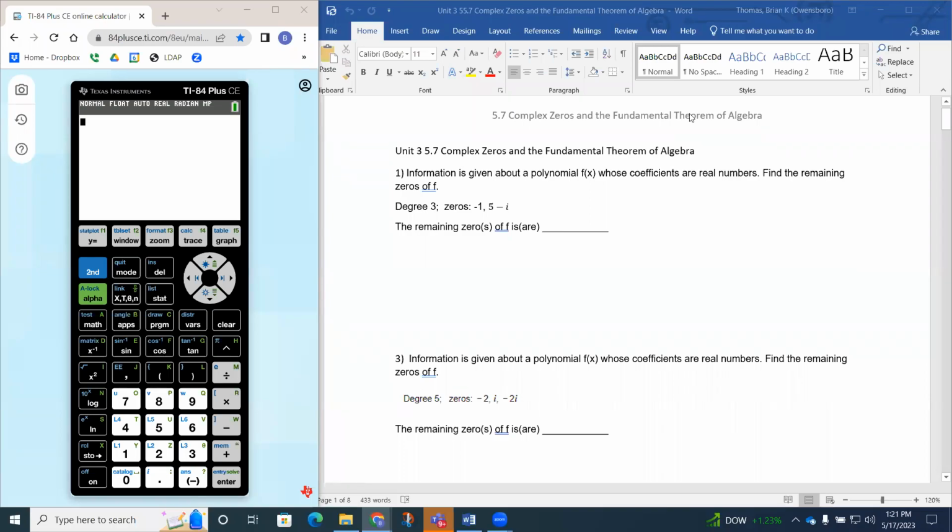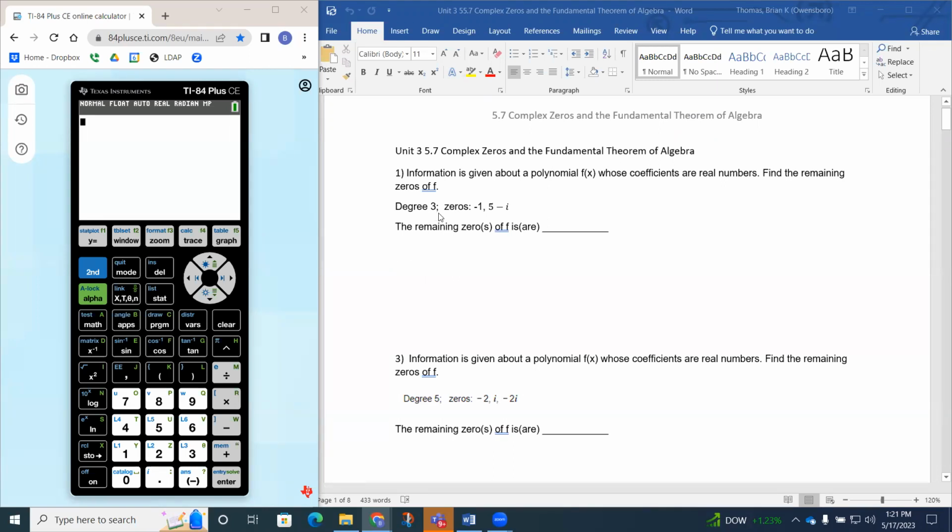So in 5.7, we're going to work with complex zeros and the fundamental theorem of algebra. Complex zeros mean we're not talking about just real numbers now. We're also talking about imaginary solutions as well. So the first question: information is given about the polynomial f of x, whose coefficients are real numbers. Find the remaining zeros of the function.